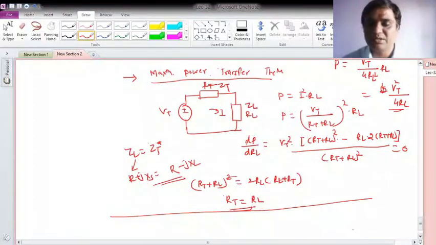Okay, so these are the different theorems which can be used for the design of circuits during circuit analysis, and these also can be used to solve the circuits with ease.